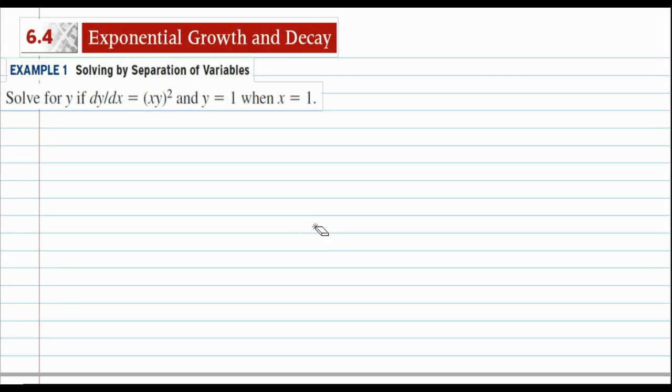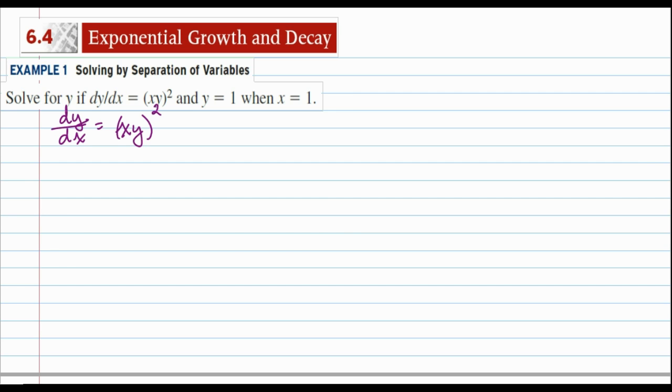This is the screencast for section 6.4, example 1, exponential growth and decay. Now, some of this is going to be a pre-calculus review, but then other problems we will definitely be using some calculus in there. Example 1 is definitely a calculus problem. You can see dy/dx, solving by separation of variables. It says solve for y if dy/dx equals xy squared, and y equals 1 when x equals 1, so we will be able to solve for our c value.